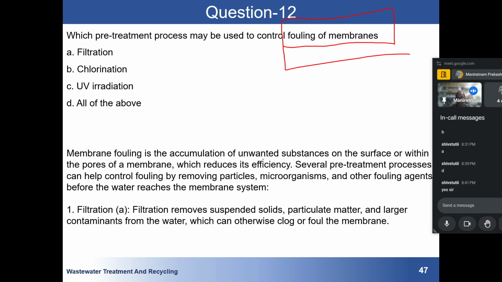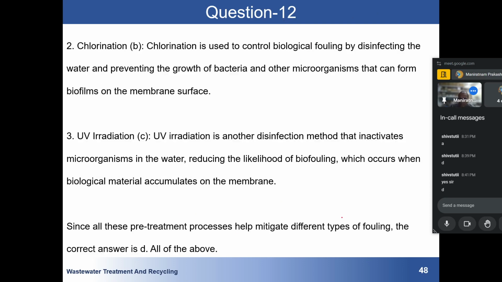Membrane fouling is the accumulation of unwanted substances on the surface or within the pores of the membrane, which reduces its efficiency. Several pre-treatment processes can help control fouling by removing particles, microorganisms and other fouling agents before the water reaches the membrane system. The first is filtration. Filtration removes suspended solids, particulate matter, and large contaminants from the water which can otherwise clog or foul the membrane. Chlorination is used to control biological fouling by disinfecting the water and preventing the growth of bacteria and other microorganisms that can form biofilms on the membrane. So B is also an answer.